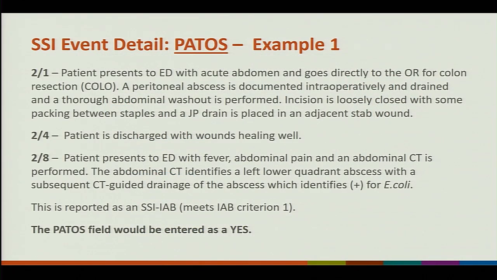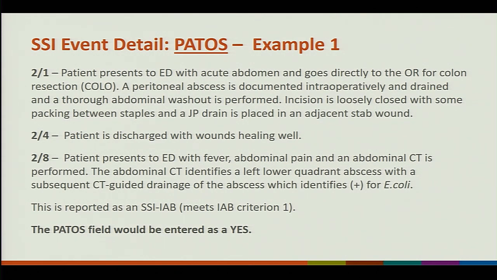And let me give you a couple examples here. On 2-1, a patient presents to the ED with an acute abdomen and goes directly to the OR for a colon resection. A peritoneal abscess is documented intraoperatively and drained, and a thorough abdominal washout is performed. The incision is loosely closed with some packing between staples, and a JP drain is placed in an adjacent stab wound. Now, on 2-4, the patient's doing pretty well and is discharged home.